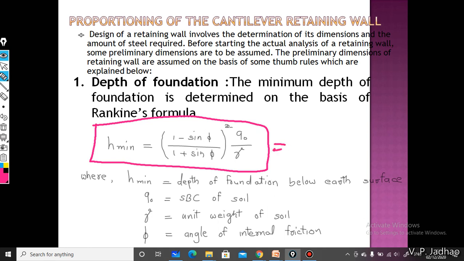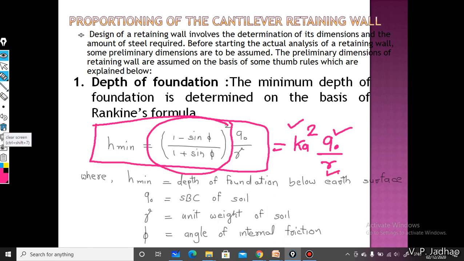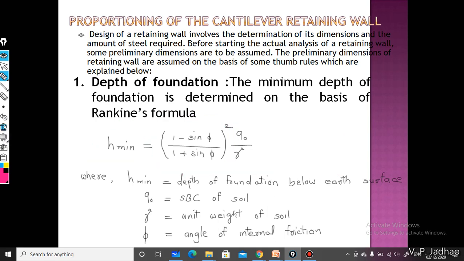We can consider this particular term as the coefficient of active earth pressure, multiplied by the safe bearing capacity q0, divided by the unit weight of soil gamma. So this is the formula which is used for calculating the minimum depth of your foundation.